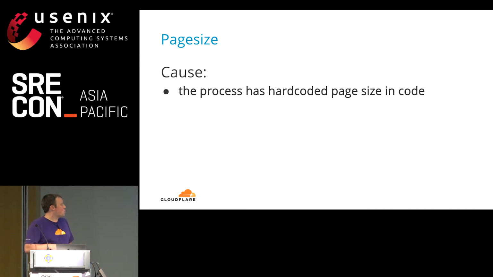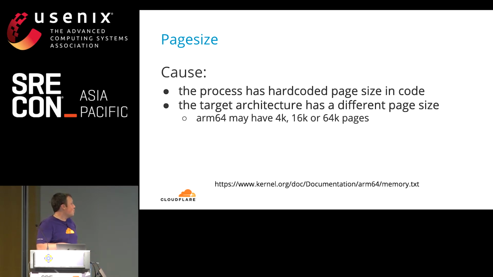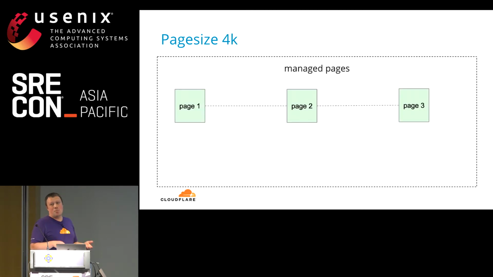And the cause is the process has a hard-coded page size in code, because on x86 systems, it's always 4K, right? Why do we care? But on ARM, you may configure different page sizes. You can have 4K, 16K, and 64K pages, depending on which memory layout you choose. So we were running at 4K pages, but we had to switch to 16K pages to allow us to have 48-bit addresses. So this is the picture you may get.